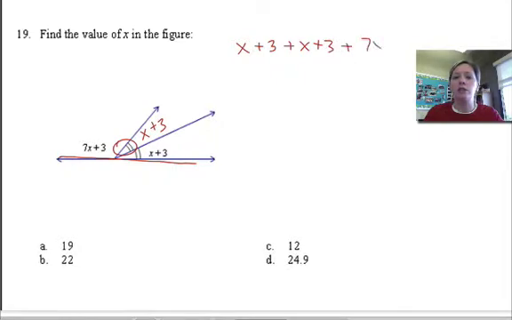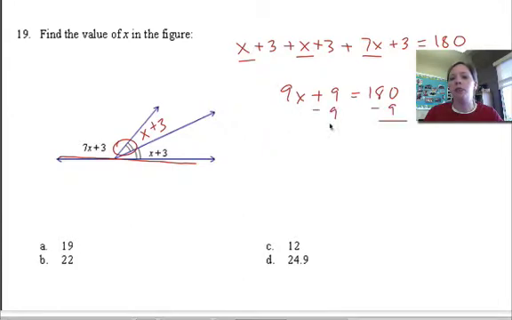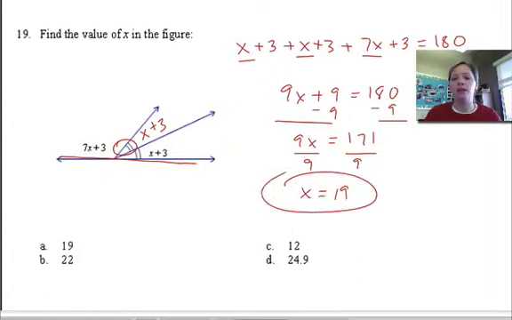So your equation should be x plus 3 plus x plus 3 plus 7x plus 3 equals 180. You also have to show your work on this, so I can tell how you came up with your answer. Combining like terms, x, x, and 7x is 9x, and 3, 3, and 3 is 9. So 9x plus 9 equals 180. We'll subtract 9 from both sides. We get 9x equals 171. And now when we divide by 9, we get our correct answer, 19. Okay?